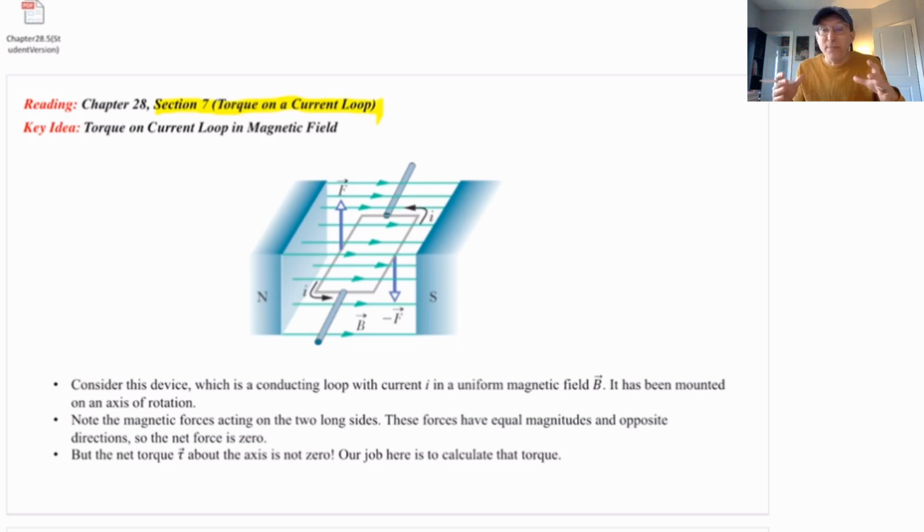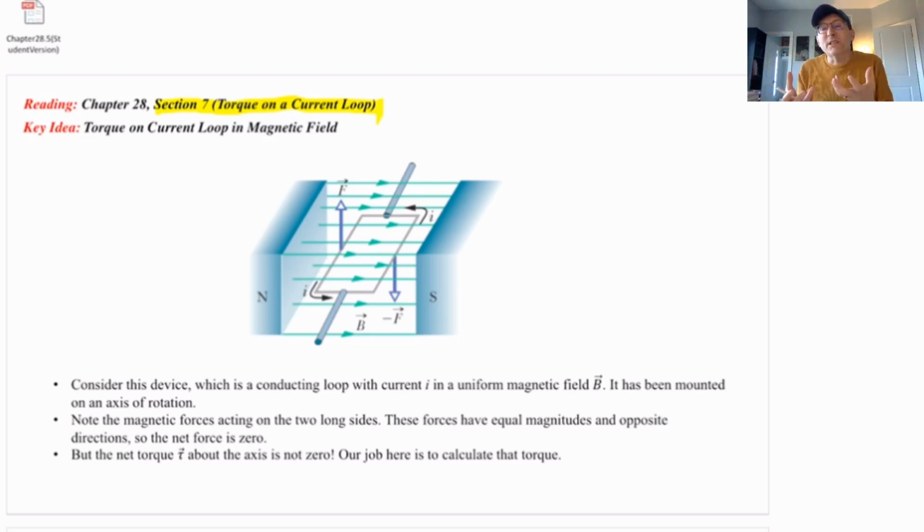a wire and wrap that wire around some kind of a frame that's planar, flat. It might be rectangular shaped, it might be circularly shaped, it might be some even more complicated shape. But we've got current going around a frame and just going around and around and around. We call that a current loop.